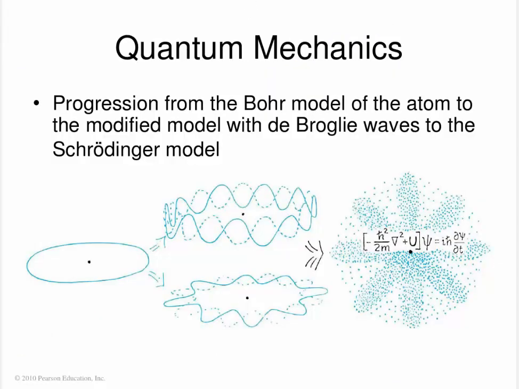So this leads us to our progression from the Bohr model, where we had the positively charged nucleus with the electron whizzing around it, to the wave model, to the Schrödinger model, which is going to combine the two of them. It could be the particle one, it could be the wave one, or it could be both. So now we have some probability space for the electron to live in.